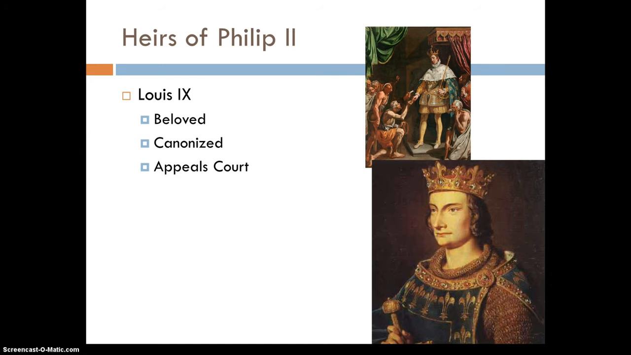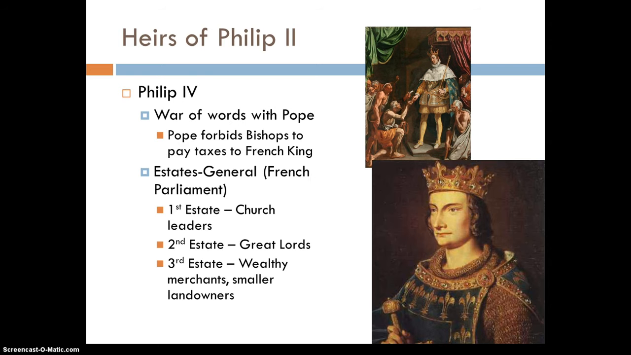Louis IX is another Capetian king. He creates an appeals court. The people of the land are very much appreciative of having appeals courts. So if they do not agree on the judgment that has been passed down upon them, they can appeal it and possibly get it changed. And he was eventually canonized into the Catholic Church as a saint.